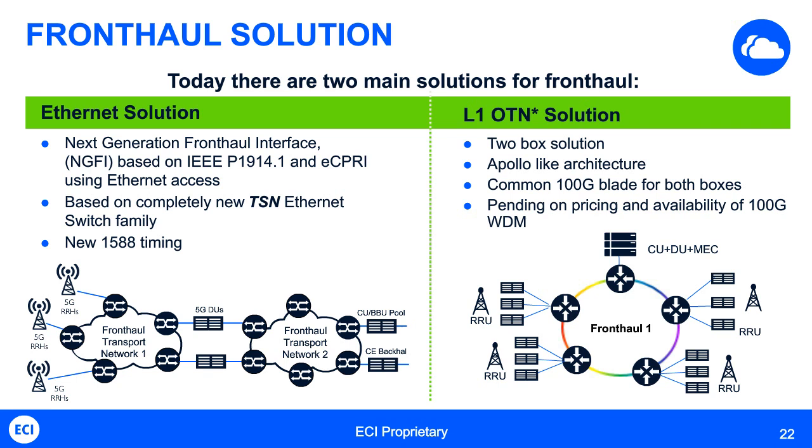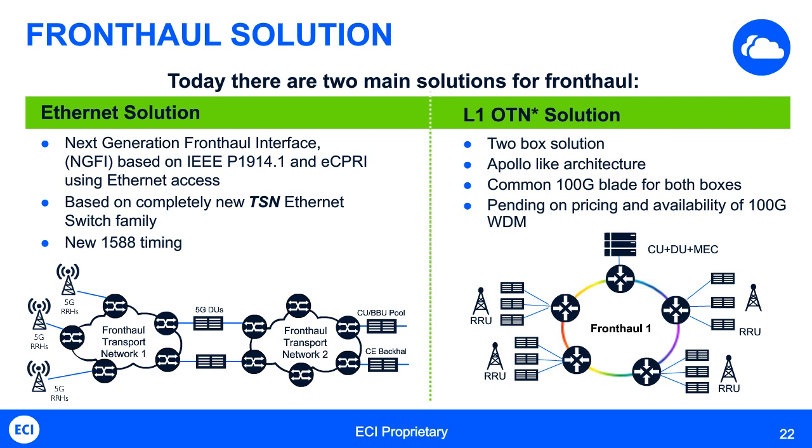But it's not just a simple Ethernet switch. It still has specific requirements called TSN, time-sensitive networking. This TSN requires dedicated hardware, and there are today several Ethernet switches that work with this technology, for example to support preemption or to support a new 1588 timing in order to handle the traffic between the BBU and the RRH.